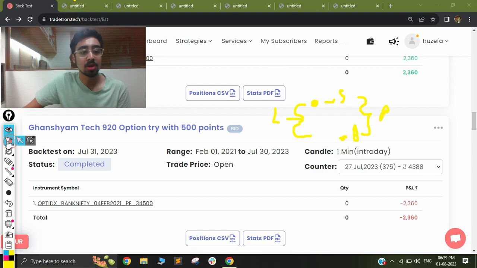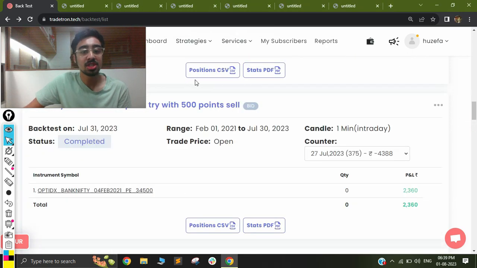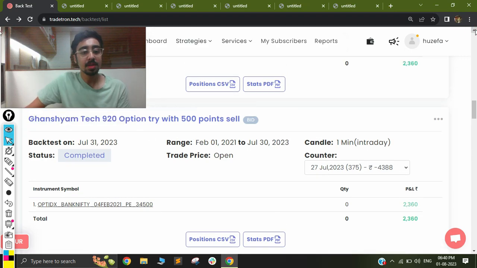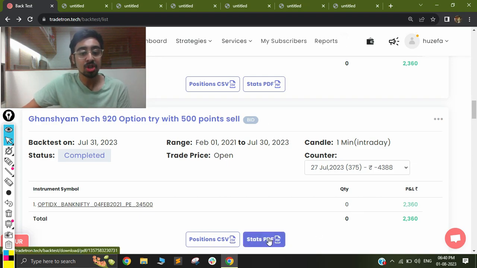So let's now have a look at what happens if I change the positions out here. So previously in the last backtest report, I was looking at a buy strategy. Now I have just simply modified the instrument to trade out here. Instead of buy, I have changed it to sell. So I am now looking at a 500 points in the money sell call option and a sell put option for my strategy. So let's see how the PDF report changes when I do something like this.